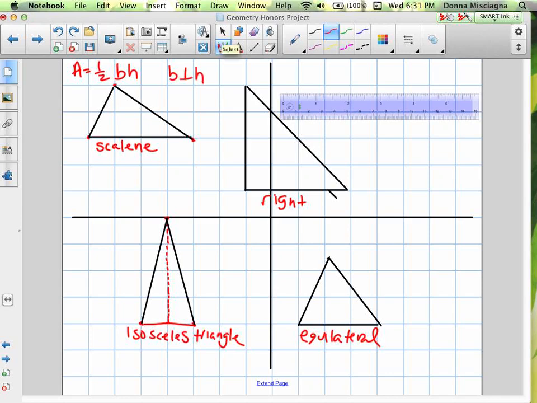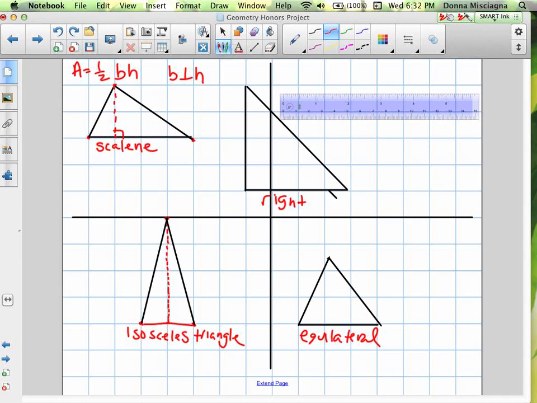All right, so the height can be inside the triangle. It could be outside the triangle, depending on your triangle. All right, here it is inside. You just go from one vertex straight to the other side, to another side. All right, any side could be the base, but if you want it to be easier, make whatever was a vertical or horizontal line, make that the base.